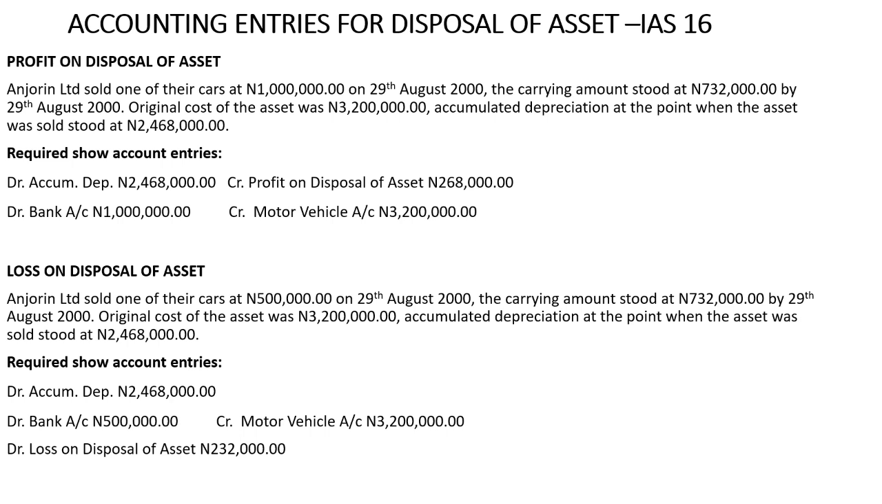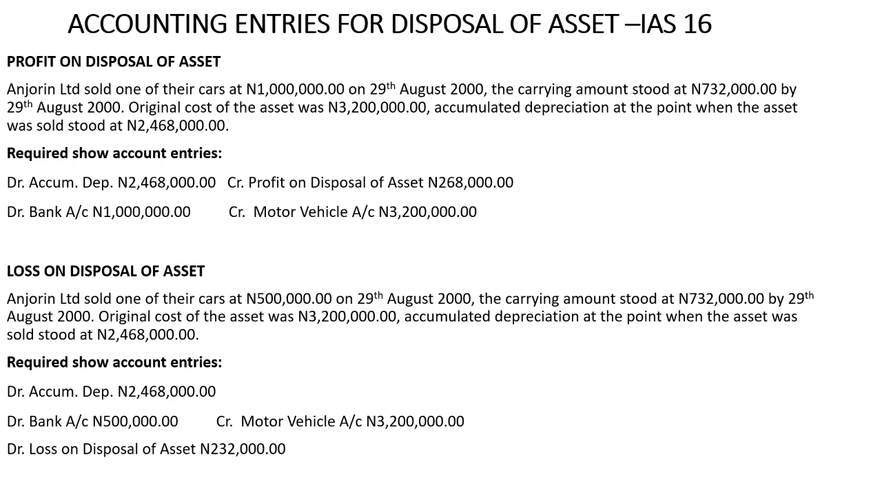Now, what is the profit on disposal of asset? That is the difference between 1 million naira that was sold and 732,000 naira as a carrying amount in the books. The difference between these two amounts is profit on disposal of asset, which is 268,000 naira. So you credit that on the profit on disposal of asset account, while you credit motor vehicle account with 3.2 million naira.